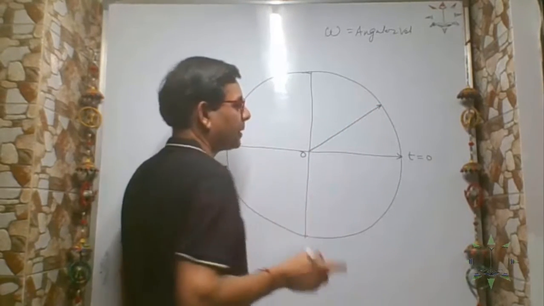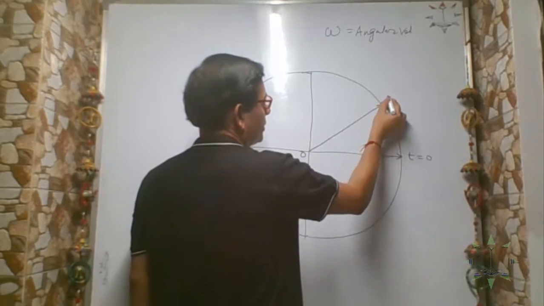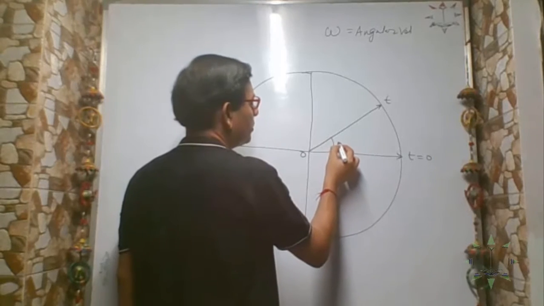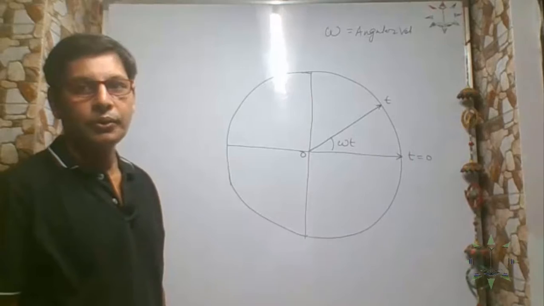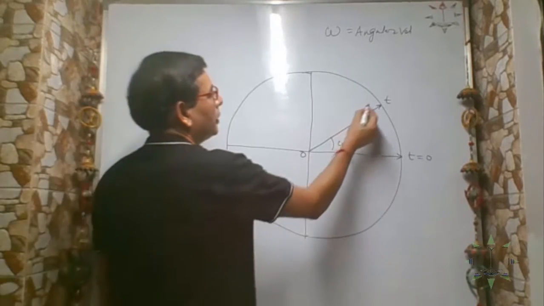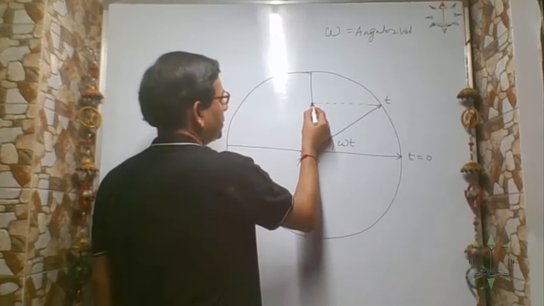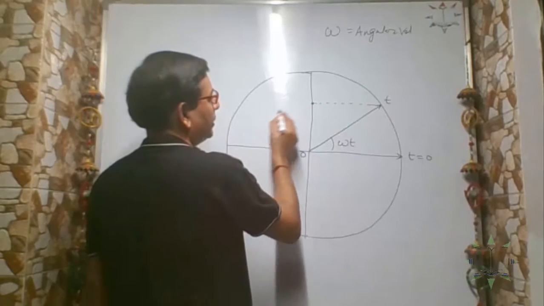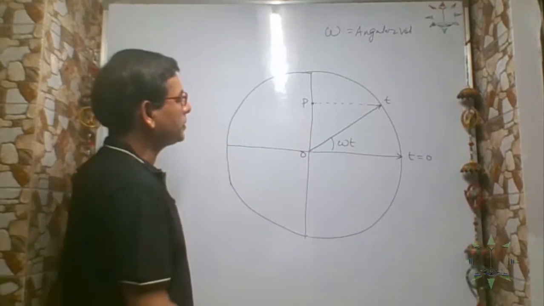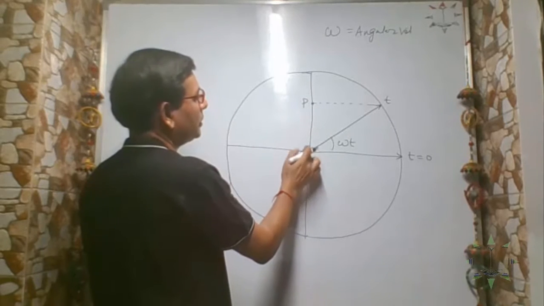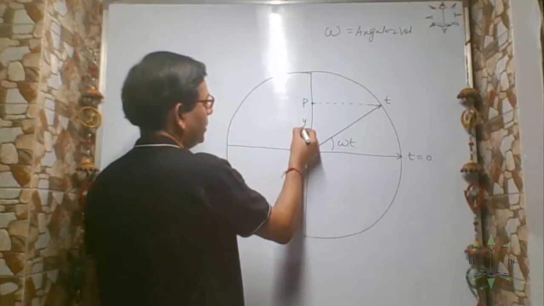So what will be the angle? Per second it makes an angle omega. So in omega t time, at time t it is here. So this angle will be equal to how much? Omega t. This is the angle. Okay. Now, if you draw a perpendicular on the diameter, this is the position of the particle. So how far is it from the mean position? It is at a distance. This is the y-axis, so you can take it as the y distance.